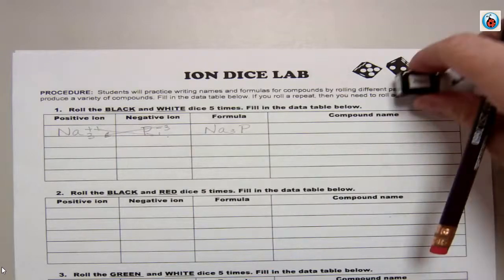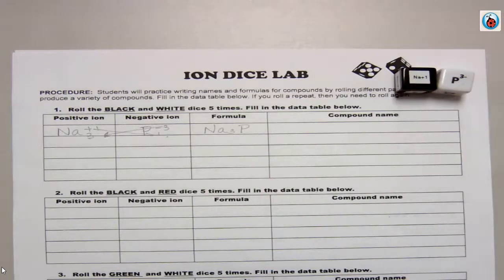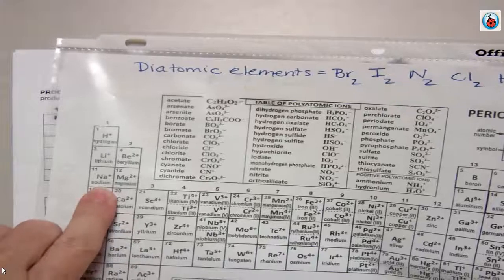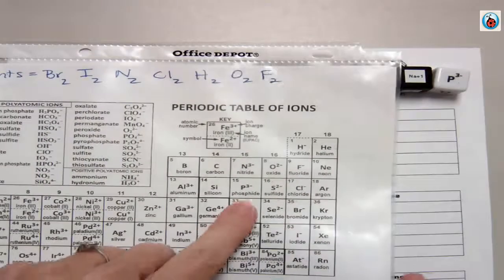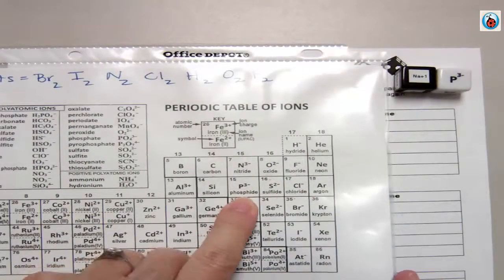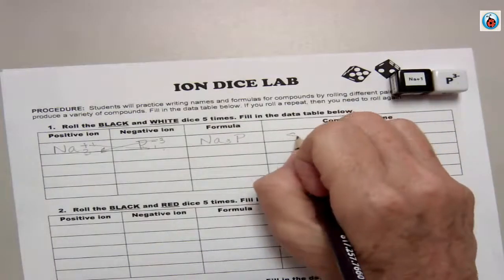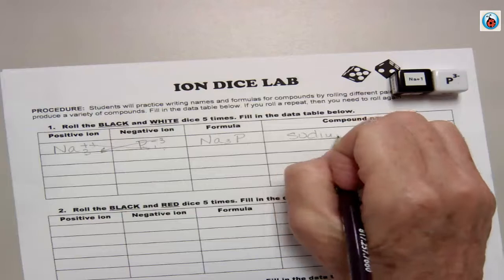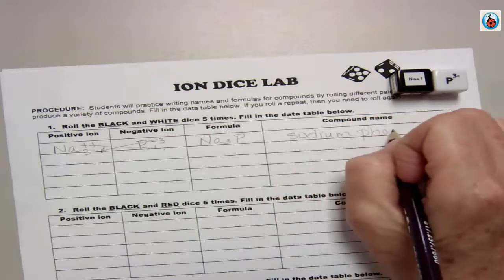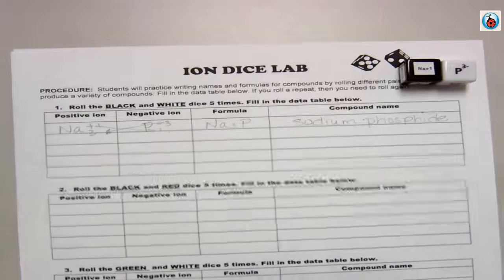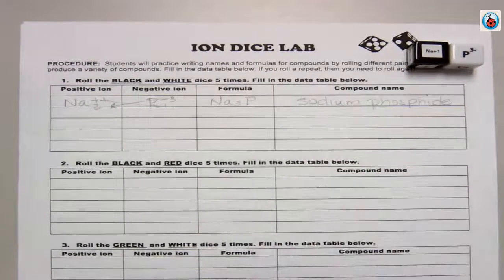What's the name of this? Get your ion chart. Look up those elements if you don't know the name. So what is it? Sodium. And then when phosphorus is an ion in a compound, it becomes phosphide. So that's what goes here. Sodium phosphide. Then you're going to roll those 4 more times and practice.